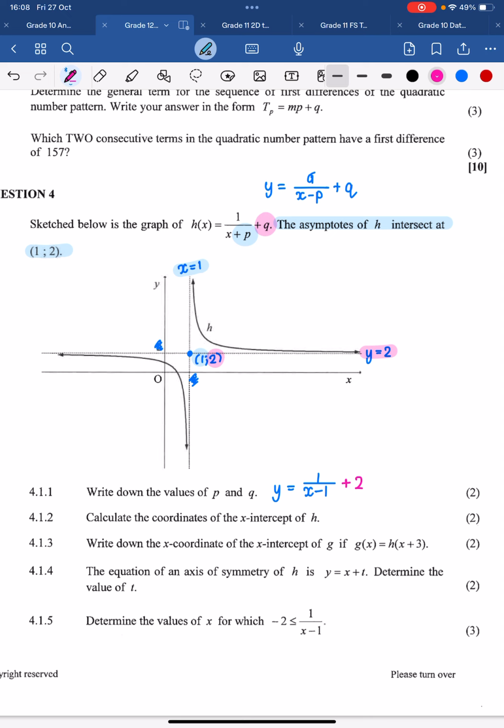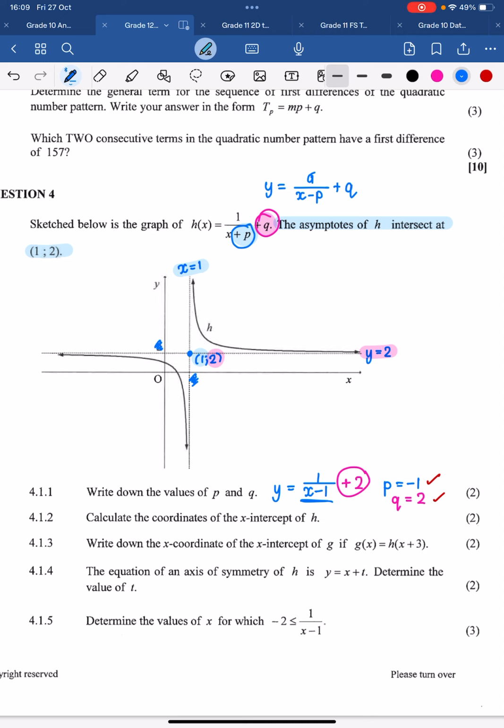Now, if you've written down the actual equation first, then you can look at what they've given us here. x plus p is x minus 1. So what is p then? p has to be negative 1. The q value: plus q is plus 2, so q has to be positive 2. Right, 2 marks. Next up, calculate the coordinates of the x-intercept of h.